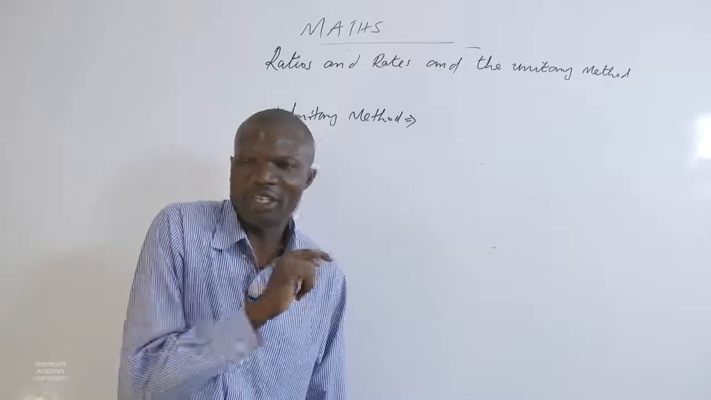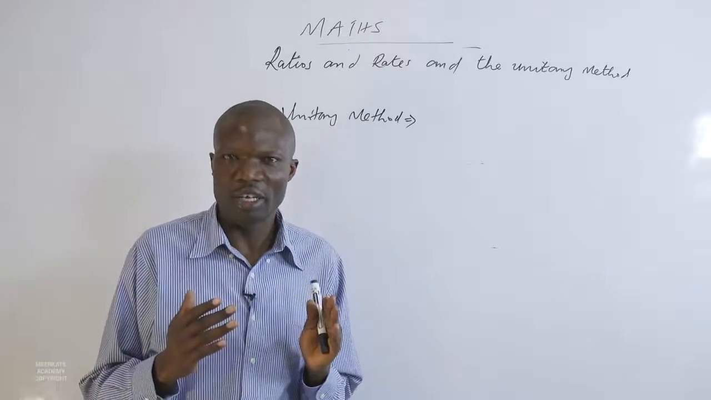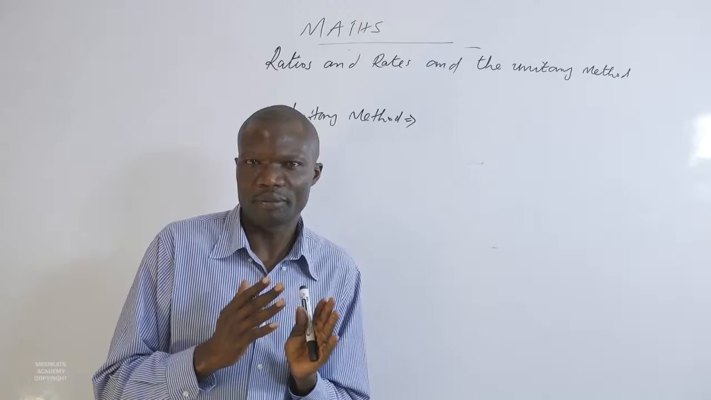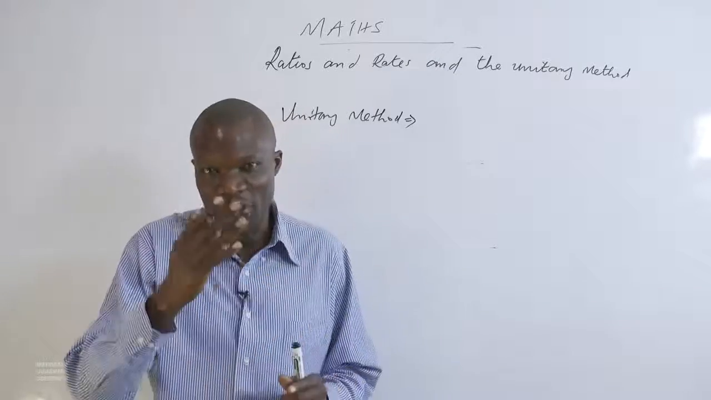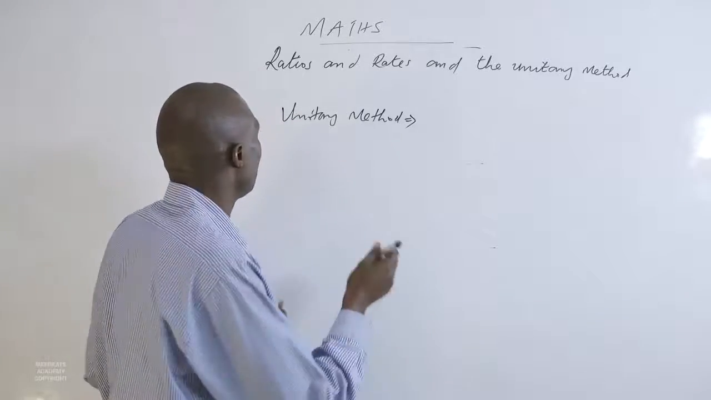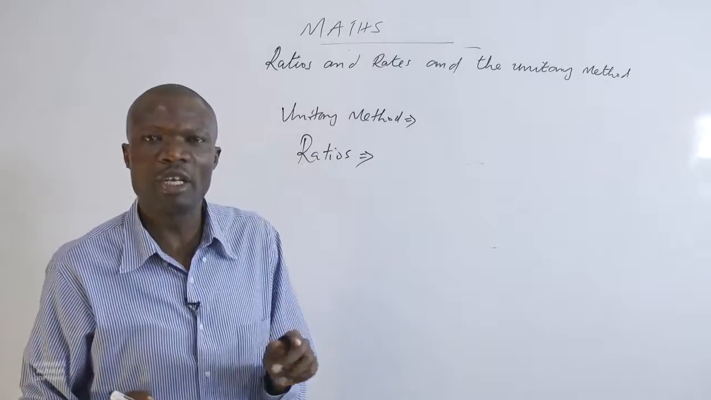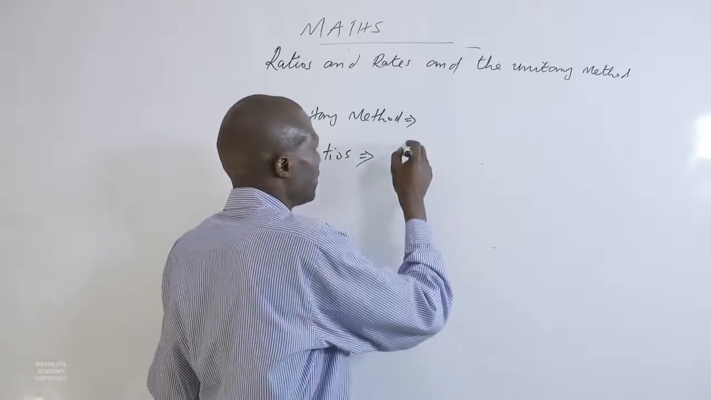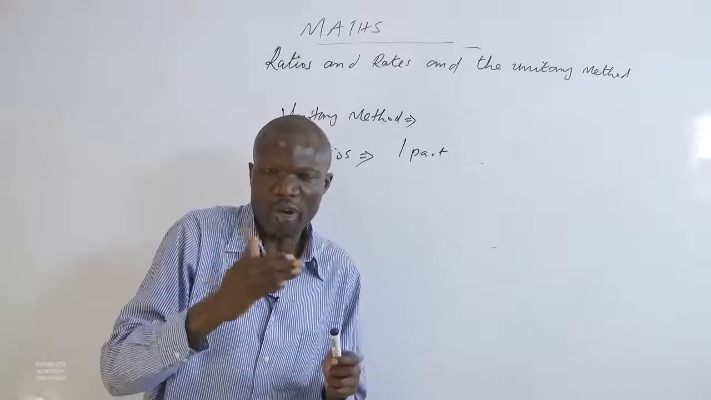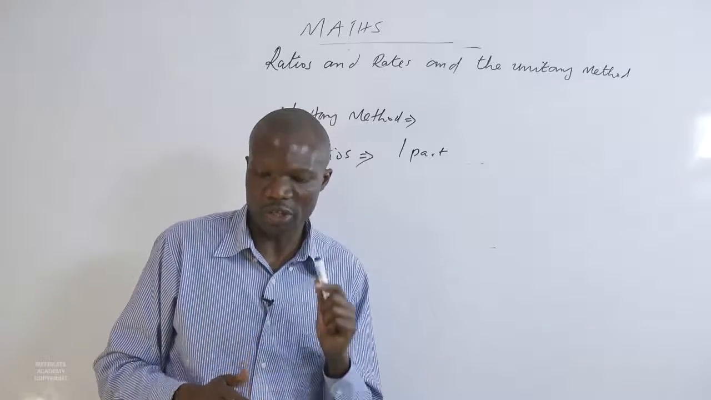That is the unitary method. Now, when dealing with ratio, again we saw this one when we introduced ratio. When dealing with ratio, this time we look at what we call a part. So we look at 1 part, that is what unitary means in that case. So in dealing with ratios, unitary here will mean looking for one part of the ratio. That is the unitary approach. What am I trying to say here?